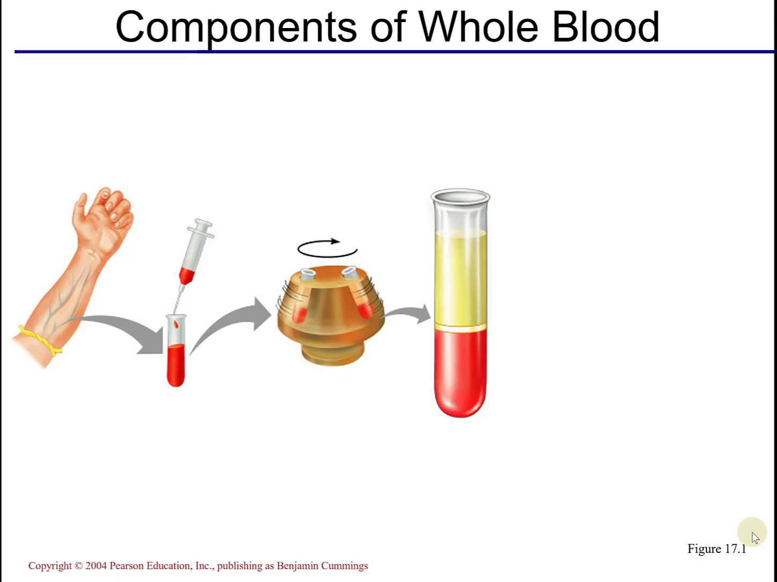Remember from A&P 1 that there are 4 categories of tissues: epithelial tissue, connective tissue, muscle tissue, and nervous tissue. Into which of these groups does blood fall? Well, if you said connective tissue, you would be right. Remember that connective tissue consists of cells surrounded by a matrix.